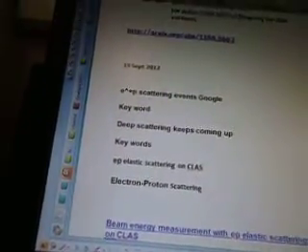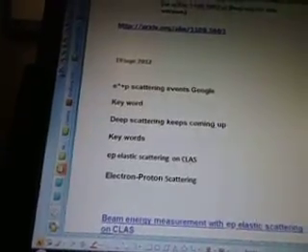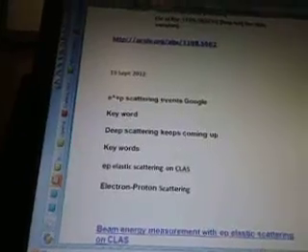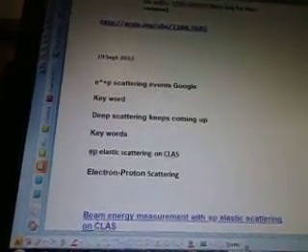September 19th. Okay, so EP scattering events. So I'm going to Google that. I always write the word Google beside anything. I'm not sure what it means. So the keyword is deep scattering, keeps coming up. Keywords EP elastic scattering on CLAS, and electron-proton scattering. So those are the ones I'm going to be looking at. This came up, beam energy measurement with EP elastic scattering on CLAS, and it's from www.jlab.org.